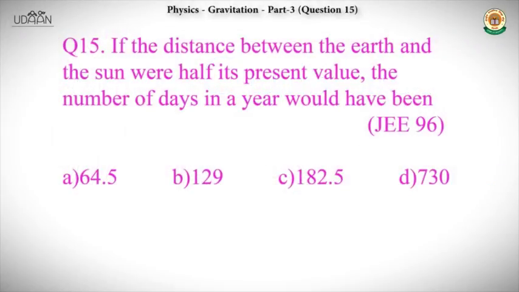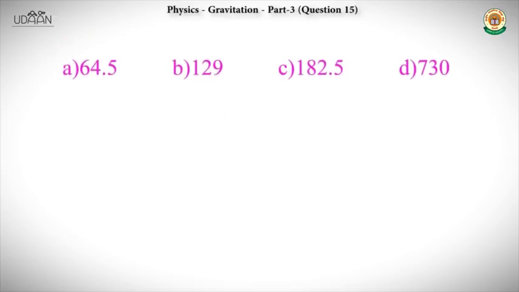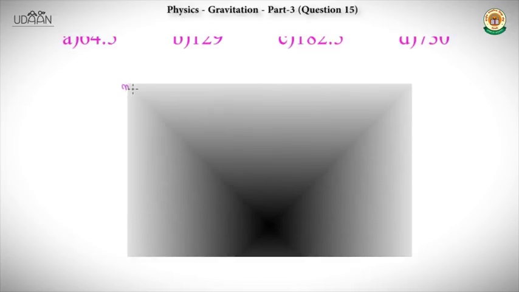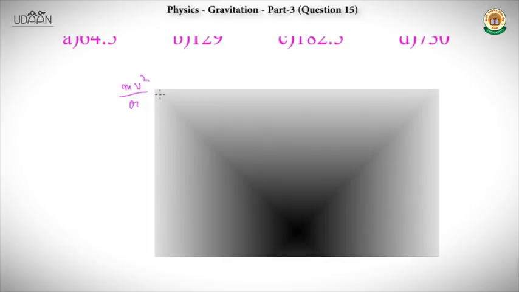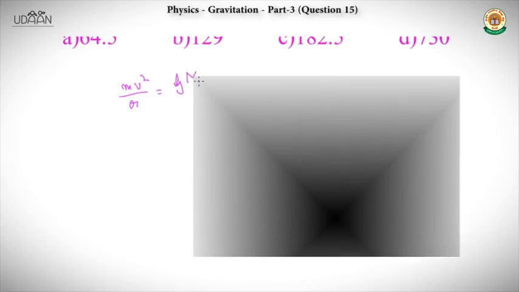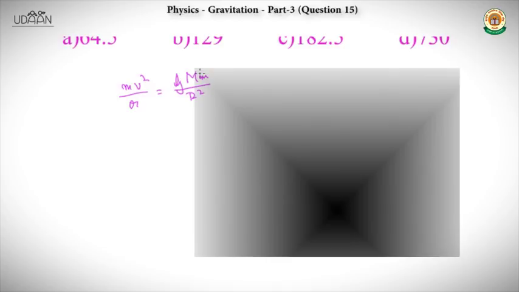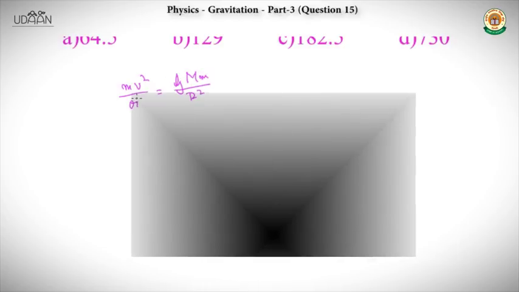So guys, question number 15 is a really interesting one. Imagine the distance between the Earth and the Sun were half its present value. What would the number of days in a year have been? This is another satellite motion question, and it will begin with the uniform circular motion equation: mv square upon r is equivalent to GMm upon r square. This is the force, and the force should be equivalent to this.